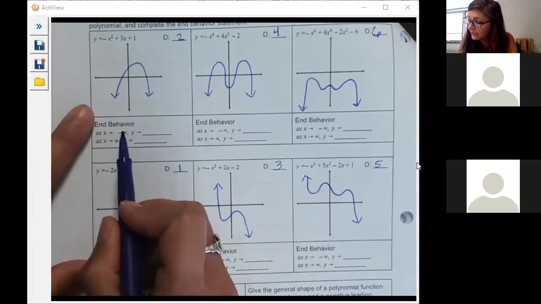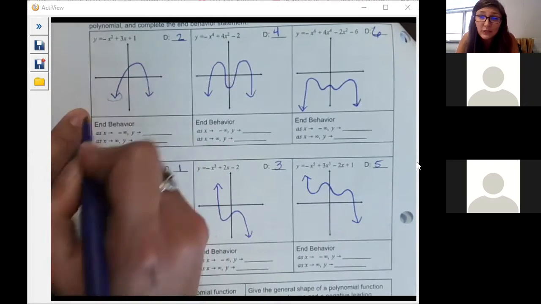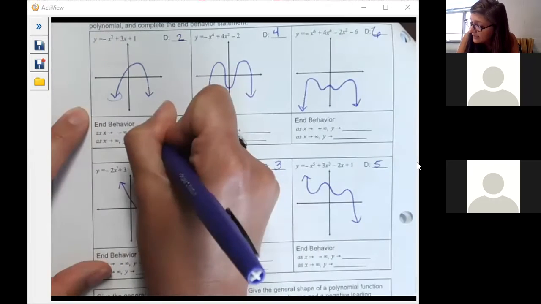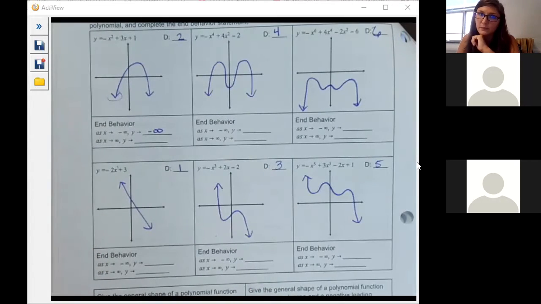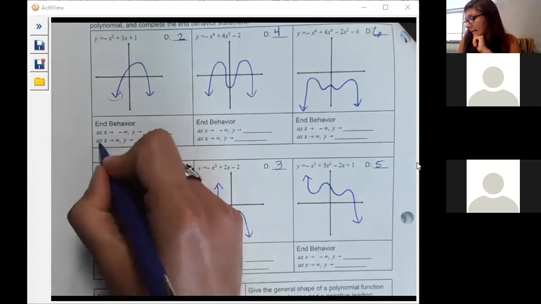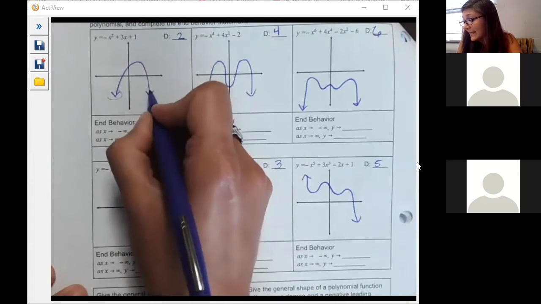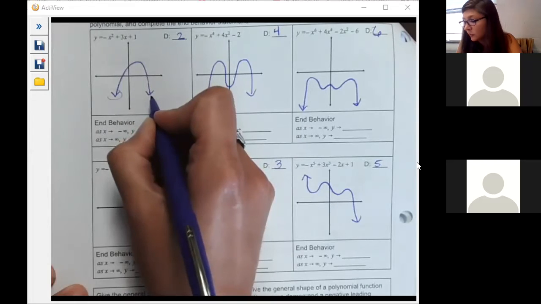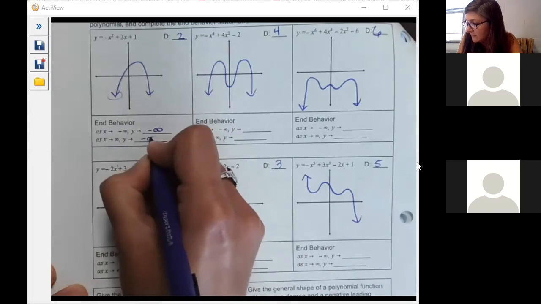So on this first one, on the left side, when x is negative, our arrow is pointing down now. So that means we've got negative infinity. Y is approaching negative infinity. That's our end behavior. On the right side, when x gets to be bigger and bigger positive numbers, our graph is going down. Okay? The farther we get from the origin, the graph is going down. When we go down, that means we're approaching negative infinity.